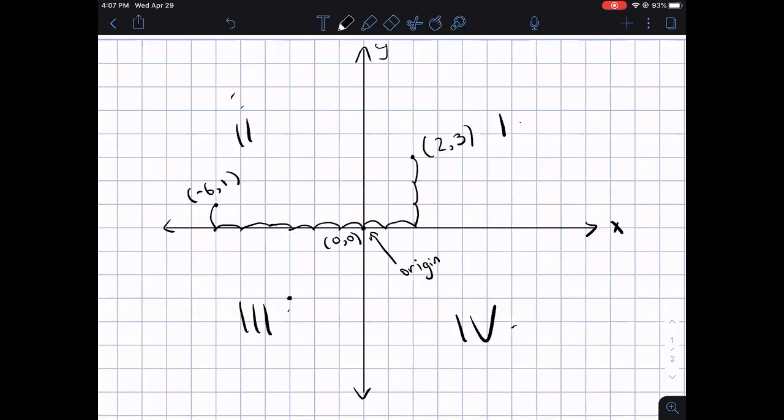And just one last example, this point is negative 3, negative 3, because it's both left and down.